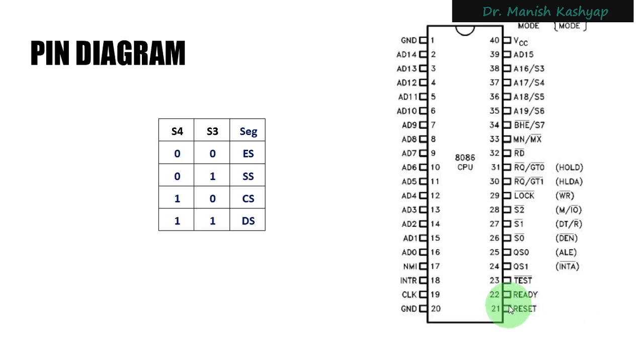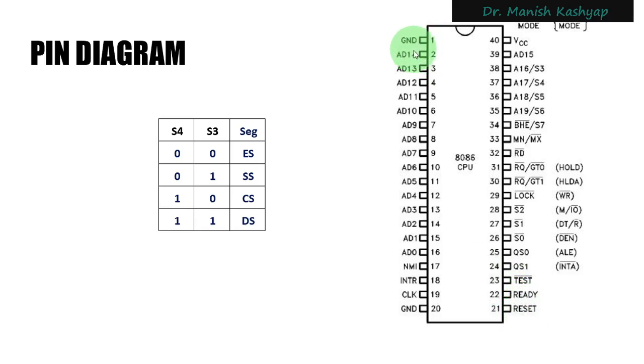If you keep the value high at this particular pin for 4 clicks of the clock or 4 T states, in that case it will reset and it will start executing the instructions from the hexadecimal address value of FFFF0. So from there the execution will start. So these pins are, I guess, already all clear to you.